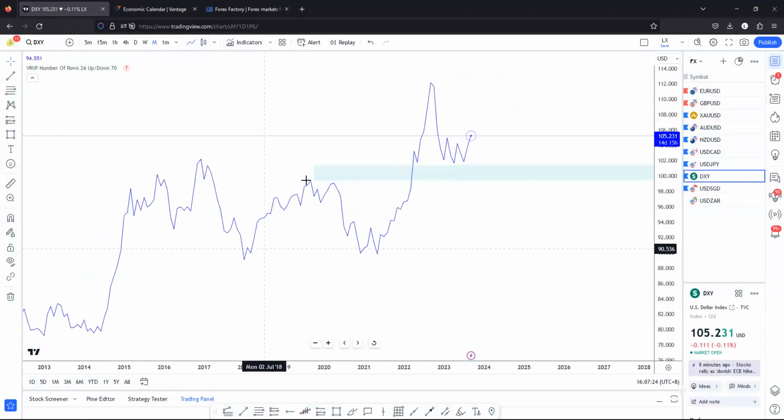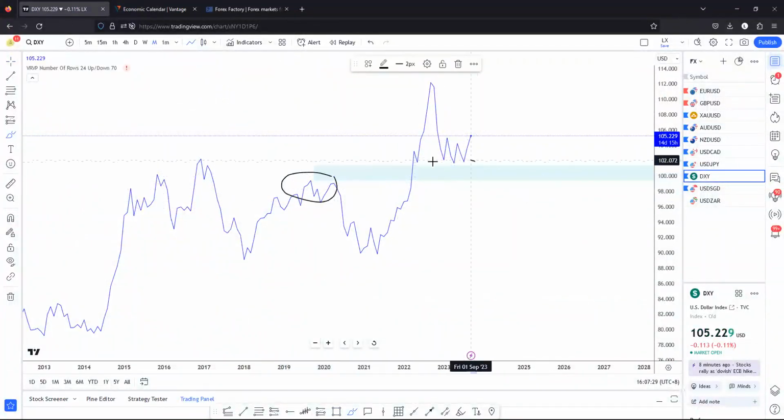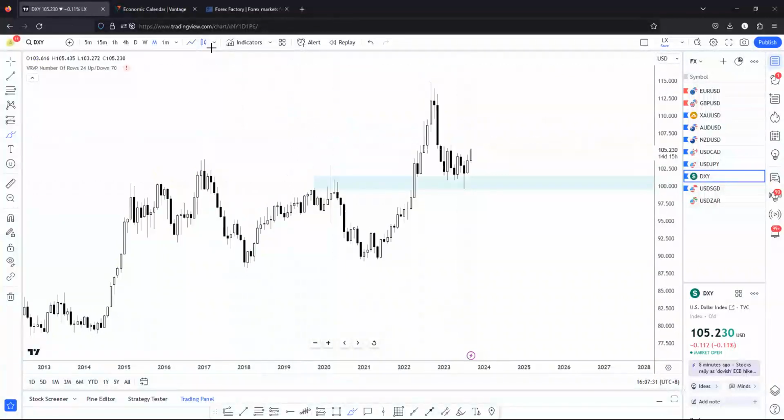And if I zoom in closer, you can see as well that this area was respected as a resistance before price broke to the upside. It's currently testing this zone. So that's what we see on the monthly time frame.